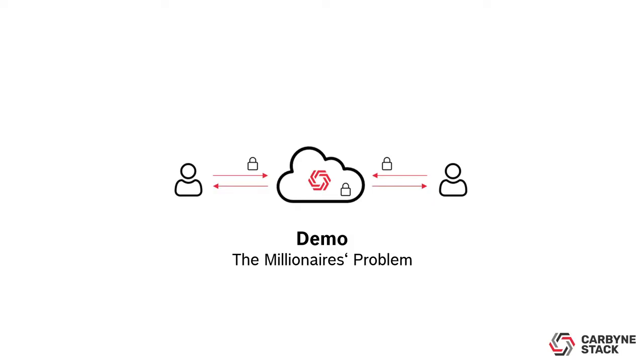Demo: The Millionaires' Problem. In this demo, you will learn how to solve the millionaires' problem using an MPC function deployed on Carbyne Stack. To do so, we use a variation of Andrew Yao's millionaires' problem, that is the secure multi-party computation problem of deciding which of two millionaires, Alice and Bob, is richer without revealing their actual wealth. Since the conception of the problem, the world has moved on, and we better speak today not of two millionaires, but of two completely fictional billionaires called Jeff and Elon.